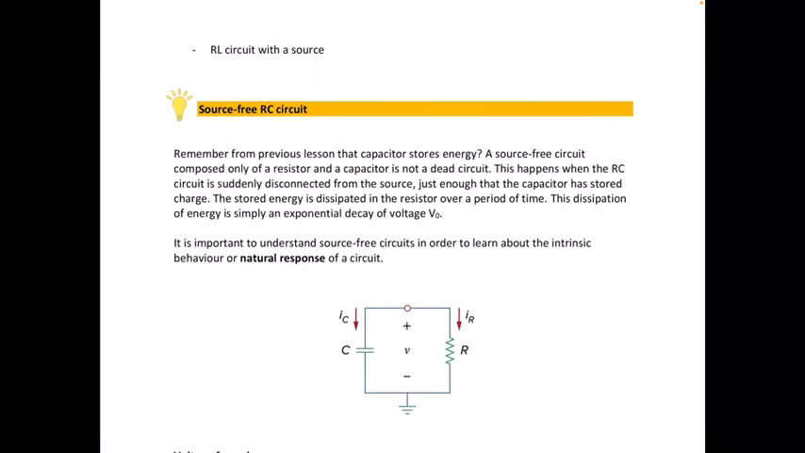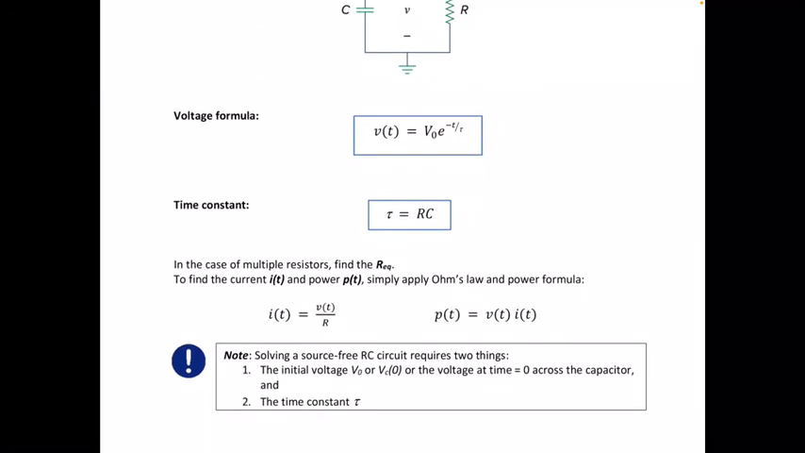So this is our source-free RC circuit, and to solve a source-free RC circuit requires only two things. Number one is the initial voltage V sub 0, or the voltage across the capacitor at time t equal to 0, which is most of the time a given entity for the problem. And the second thing that we need to calculate is the time constant, tau, which is equal to R times the value of the capacitor.